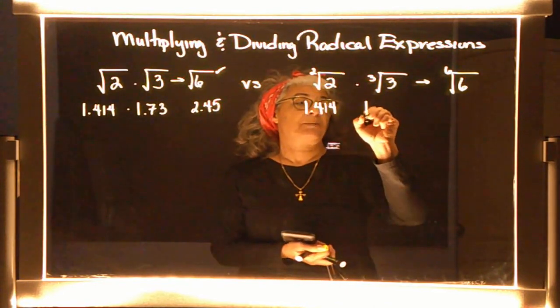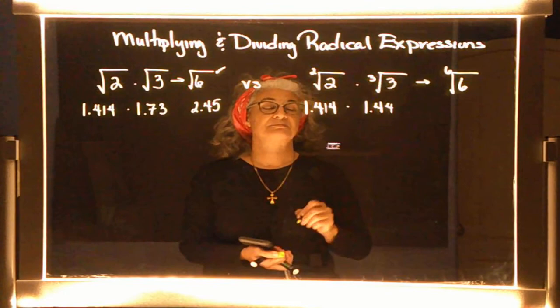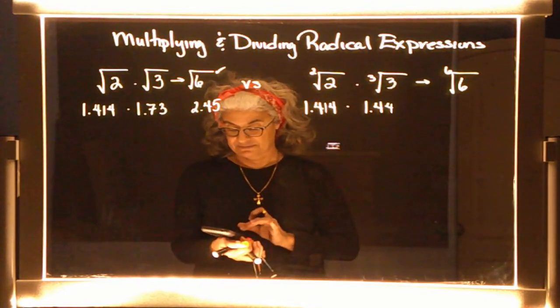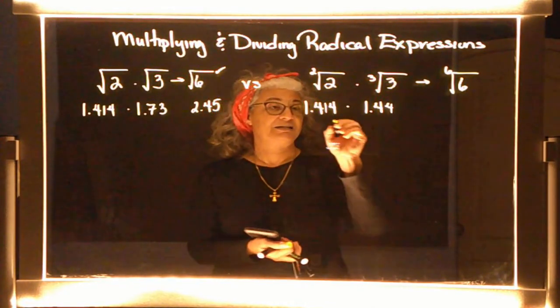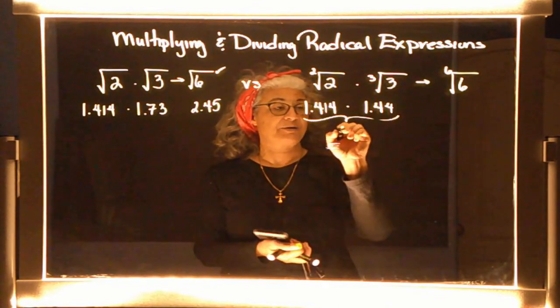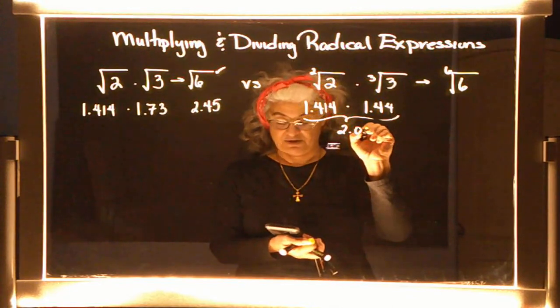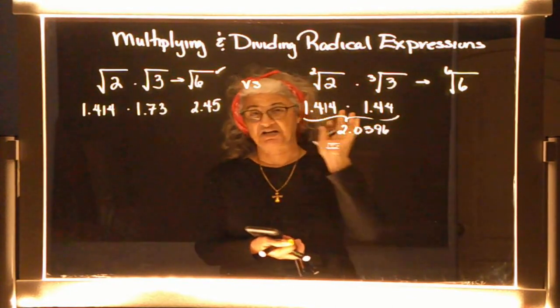That's about 1.44, right? If I take the cubed root of 3 and multiply it by the square root of 2, then this gives me about 2.0396 about.